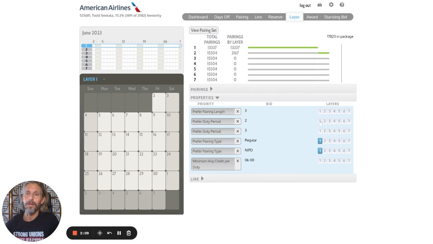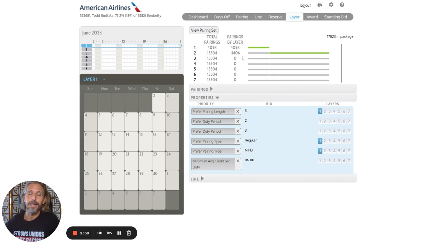So here's an example. In this example, I'm looking for domestic and NIPD trips. And I'm also looking for a 3-day trip, pairing length 3 days. There are different types of 3-day trips. We could have 3-day trips where you're working all 3 days, or you can have 3-day trips where you have a nice long layover in the middle and are only working 2 duty periods on either end. So let's try that one first. If you see here, just by adding 3-day trips, they're all in here.